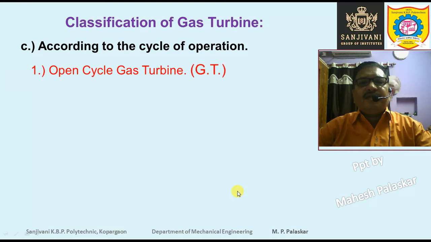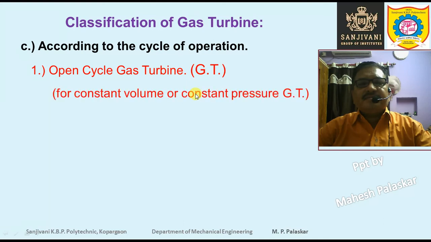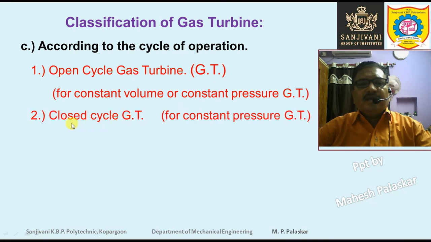According to the cycle of operation, gas turbine may be open cycle gas turbine. This open cycle gas turbine may be either constant volume or constant pressure gas turbine. Now the closed cycle gas turbine is used for the constant pressure gas turbine. So the closed cycle gas turbine is only constant pressure gas turbine.